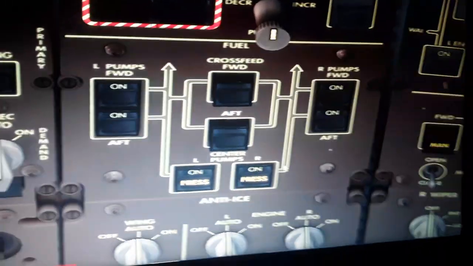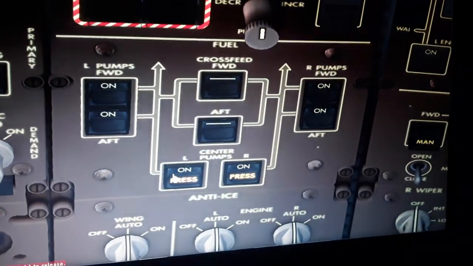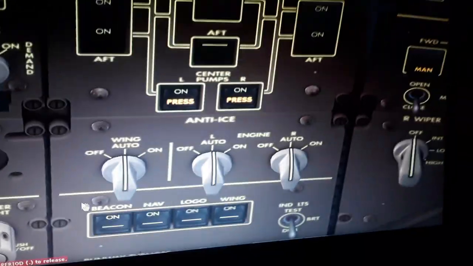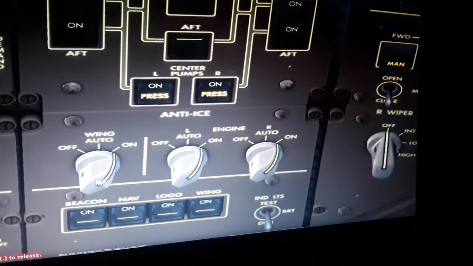We have the left and the right wing fuel tank, crossfeed valves, and the center tanks you can see are empty with the yellow press. Wing and engine anti-ice here. So we have also the lighting system, the windshield wipers, and here we have the cabin pressurization.